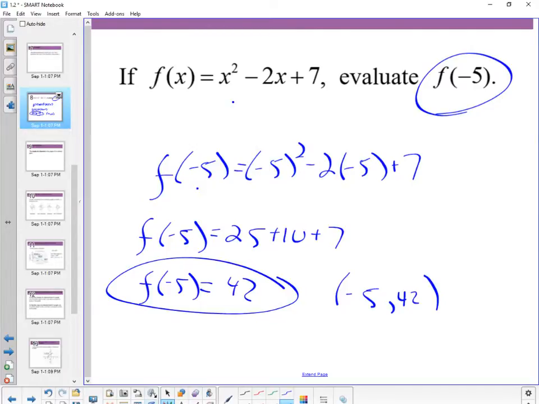So function notation, you want to get used to it. If you don't like it, learn it. Because that's going to be our basis for calculus.